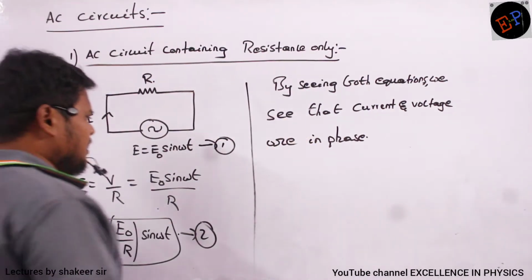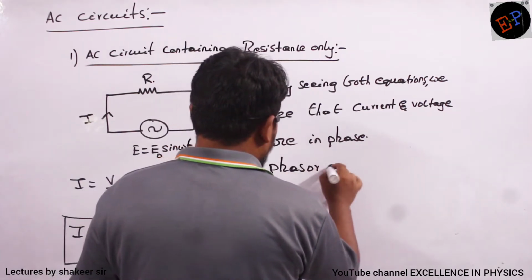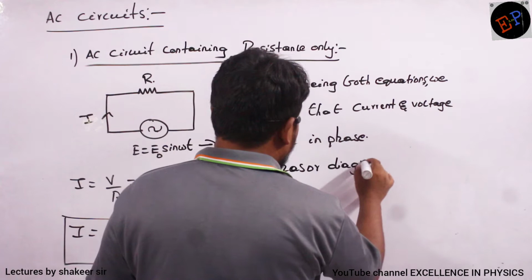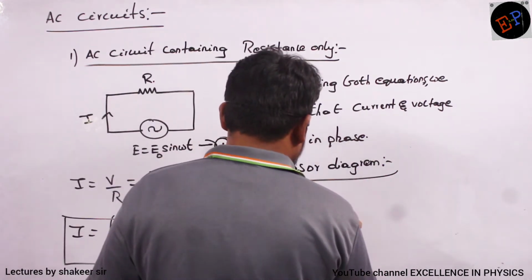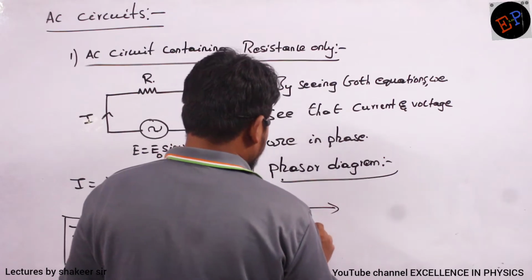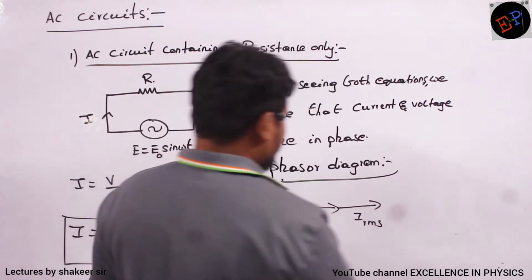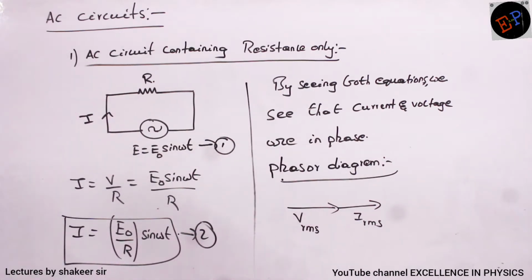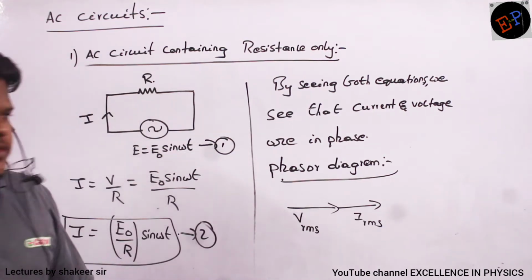So how can I draw line diagrams? Phasor diagrams, how can I draw? A phasor diagram indicates phase. So for example, if it is V RMS, then it is I RMS. This is how I can draw. What do you understand by this? Voltage and current, they are in the same phase. This is what we understand. Are you able to understand?